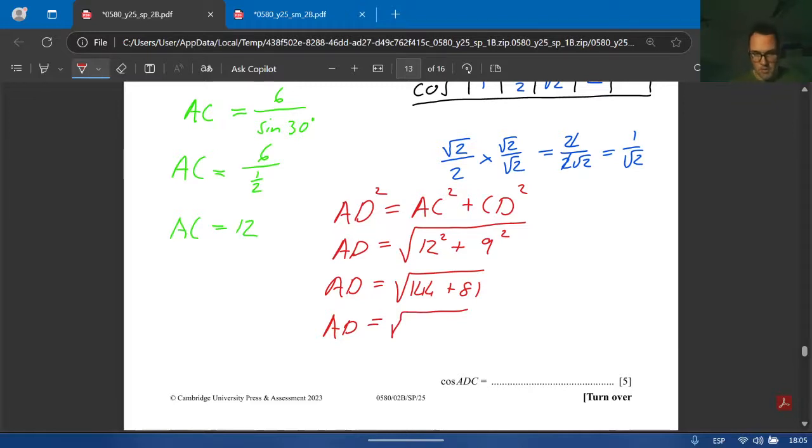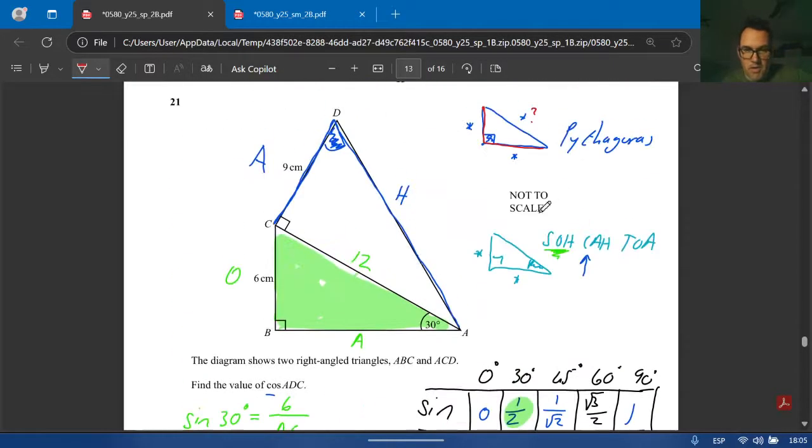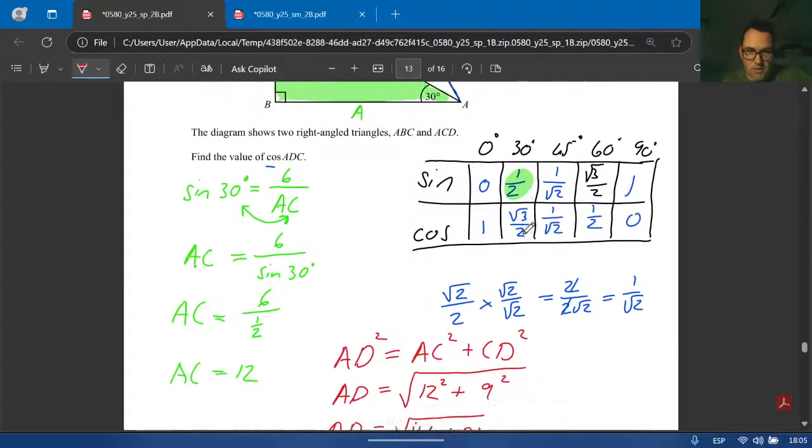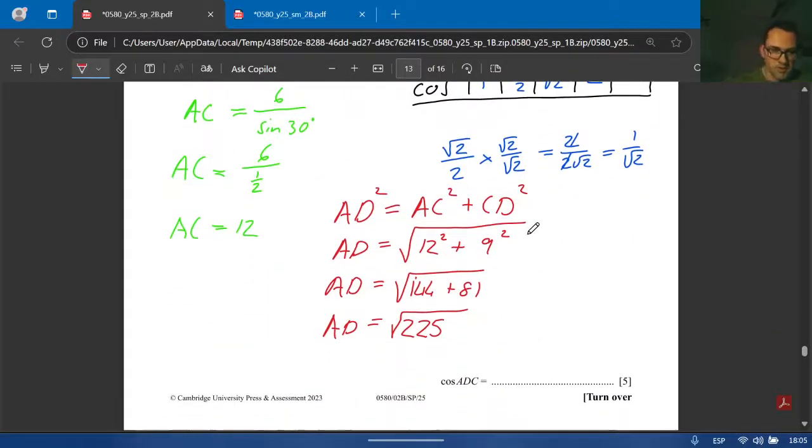1 plus 4 is 5. 4 plus 8 is 12. Carry the 1, 225. Does that not look familiar? Maybe you might remember this is a Pythagoras triple. Of course, it's 15. What is 15 times 15? It's 225. How do you do this again?